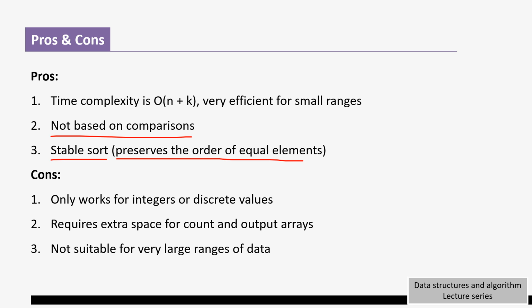Then coming to cons, it only works for integers or any discrete values. This is the major drawback. It requires extra space for count and output array storage. It is not suitable for very large ranges, especially if the range is significantly larger than the number of elements in the array. Right? So these are the pros and cons of counting sort.